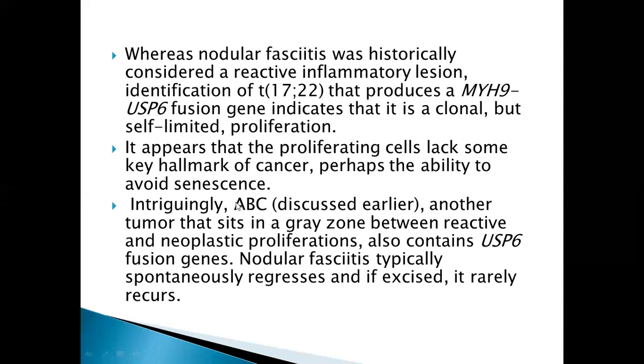Interestingly, aneurysmal bone cyst, which we will discuss in a later video, is another tumor that sits in a gray zone between reactive and neoplastic proliferation and also contains the USP6 fusion gene. That means ABC and nodular fasciitis both sit in the gray zone between reactive and neoplastic proliferation, and they both contain the USP6 fusion gene. Nodular fasciitis typically spontaneously regresses, and if excised, it rarely recurs.